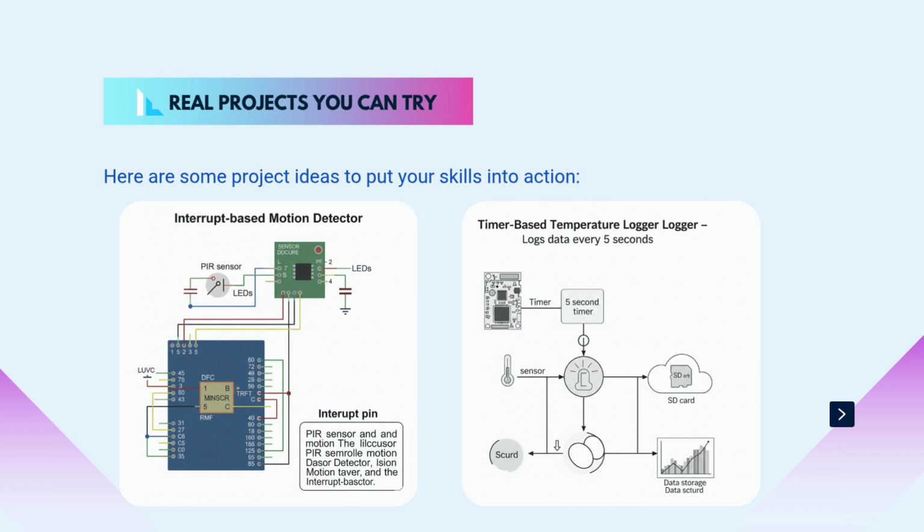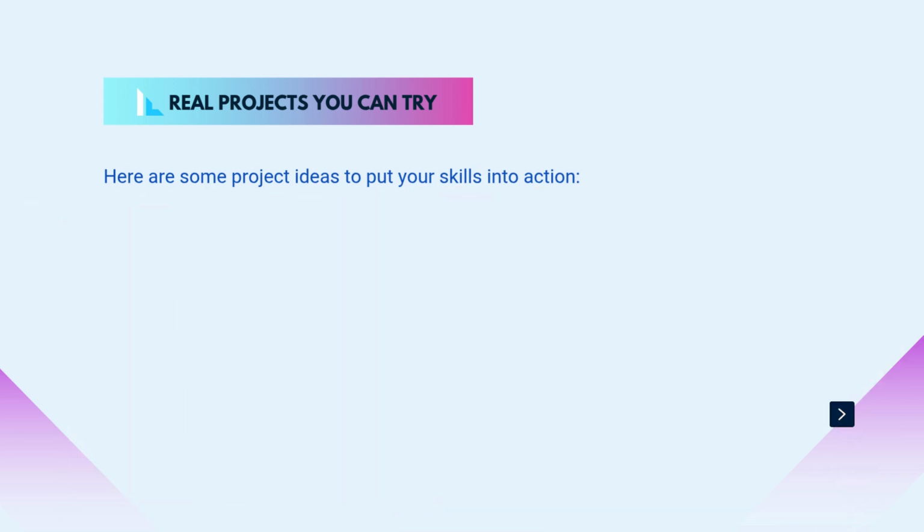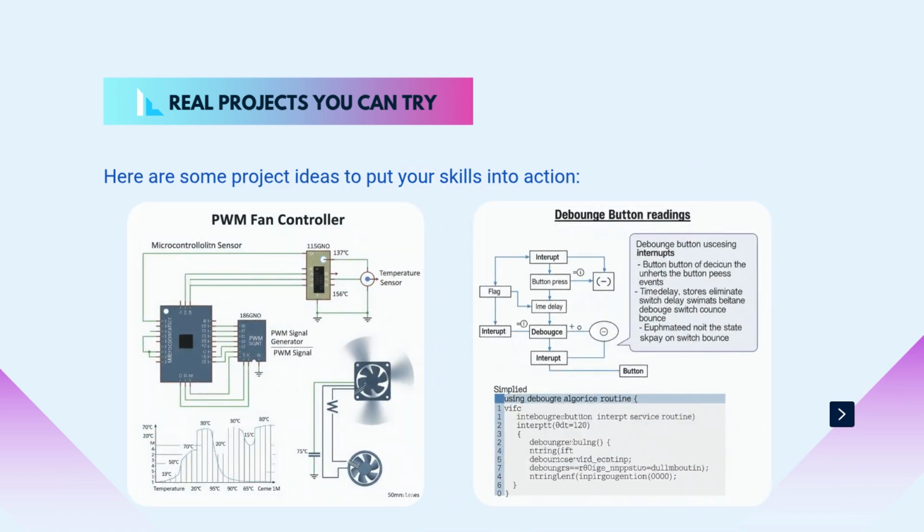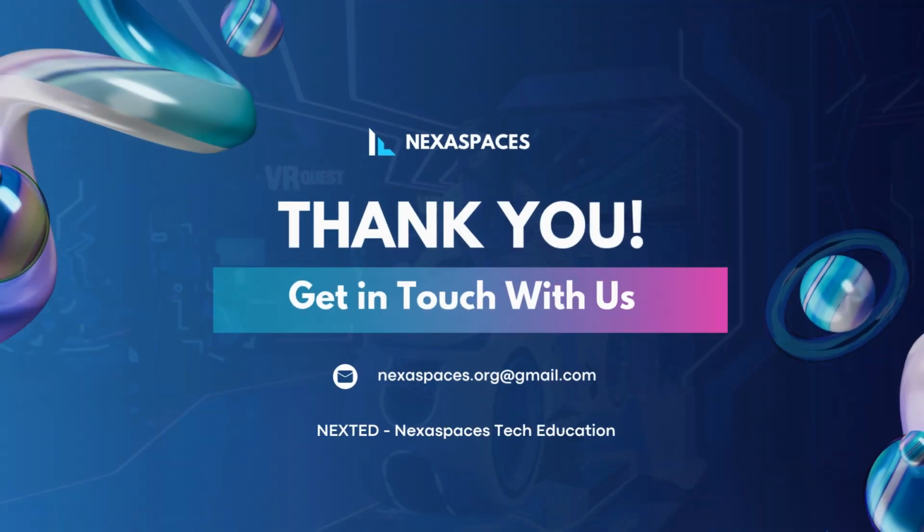Motion detector with interrupts, turn on a light when motion is detected. Timer-based data logger, record temperature readings every 5 seconds. PWM fan controller, control speed based on temperature. Debounced button using interrupts, accurately detect key presses. By using these tools, you can build systems that are smarter, more energy efficient, and highly responsive.